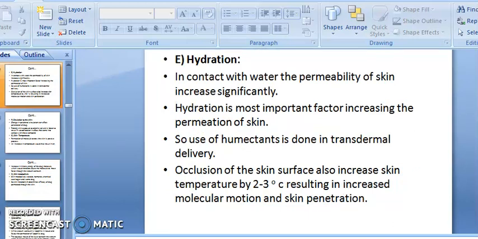Then hydration. With contact with water, the permeability of skin increases significantly. When there is contact with water, this takes place.